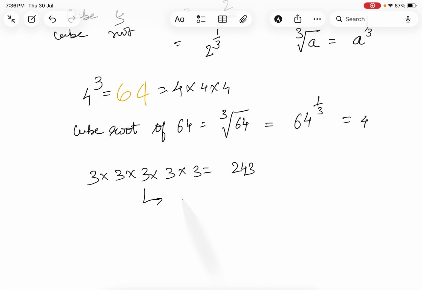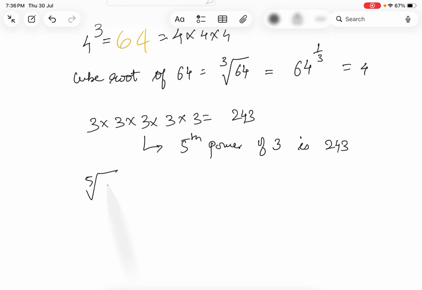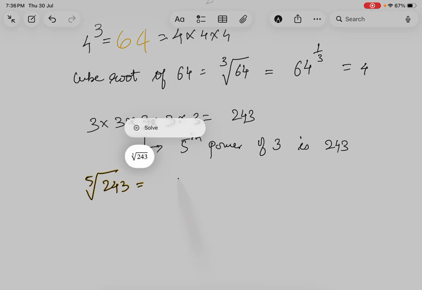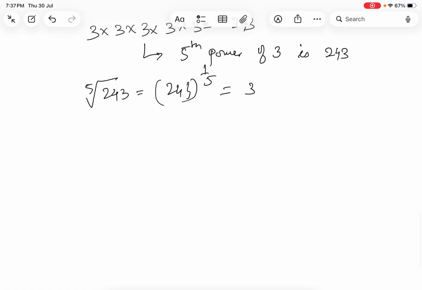Because 3 is appearing 5 times, it is the 5th power of 3, and the 5th power of 3 is 243. Similarly, if you want to find the 5th root of 243, it can also be written as 243 raised to 1 upon 5, whose value would be 3. So if you want to write any number as a root, you say it is the nth root of a number a, so a raised to 1 upon n.